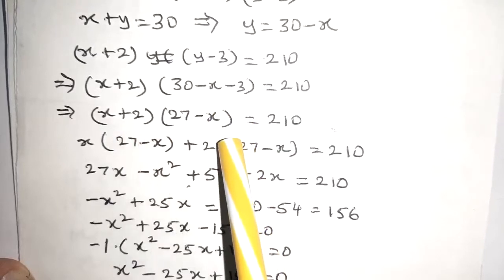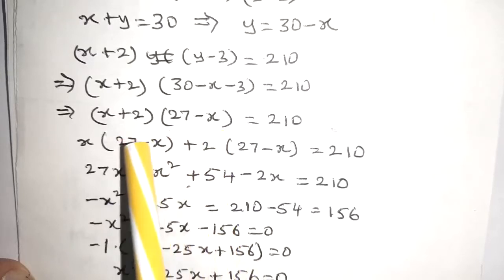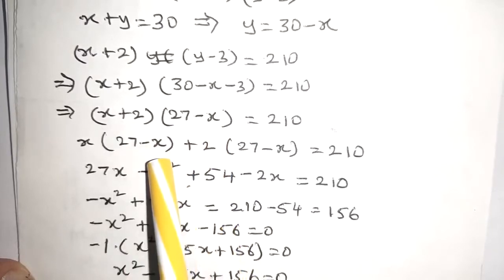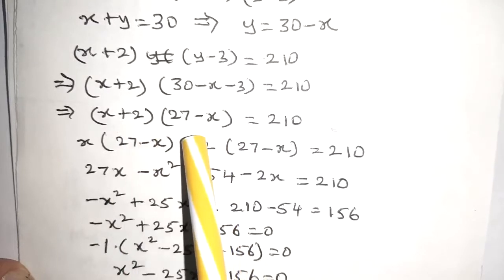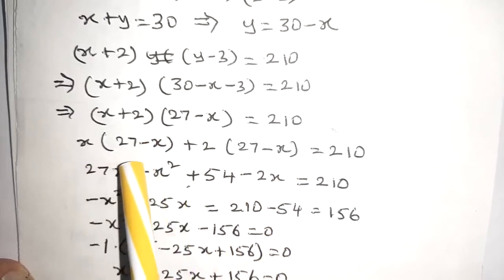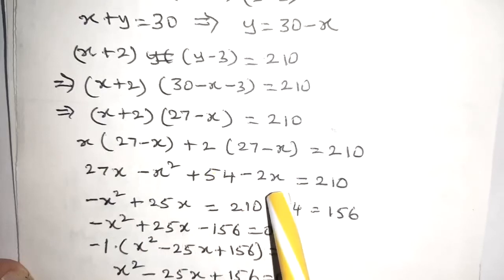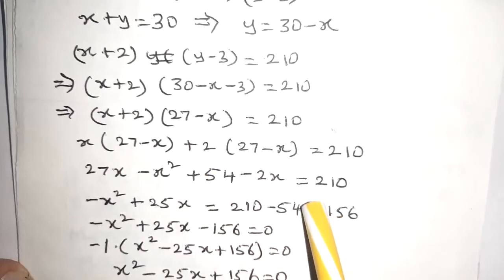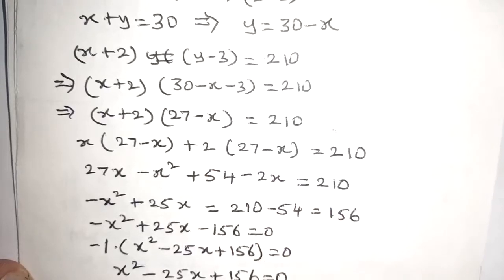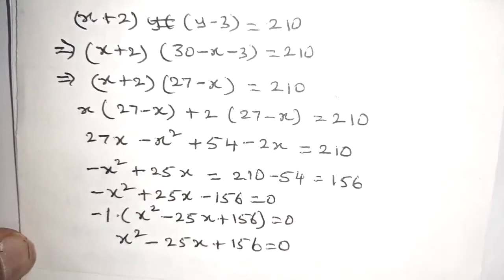Therefore, we write this. In the next step, we multiply these two terms, x multiplied by 27 minus x plus 2 multiplied by 27 minus x. We multiply 27 minus x by x and 27 minus x by 2. And finally, we obtain a quadratic equation x square minus 25x plus 156 equal to 0.